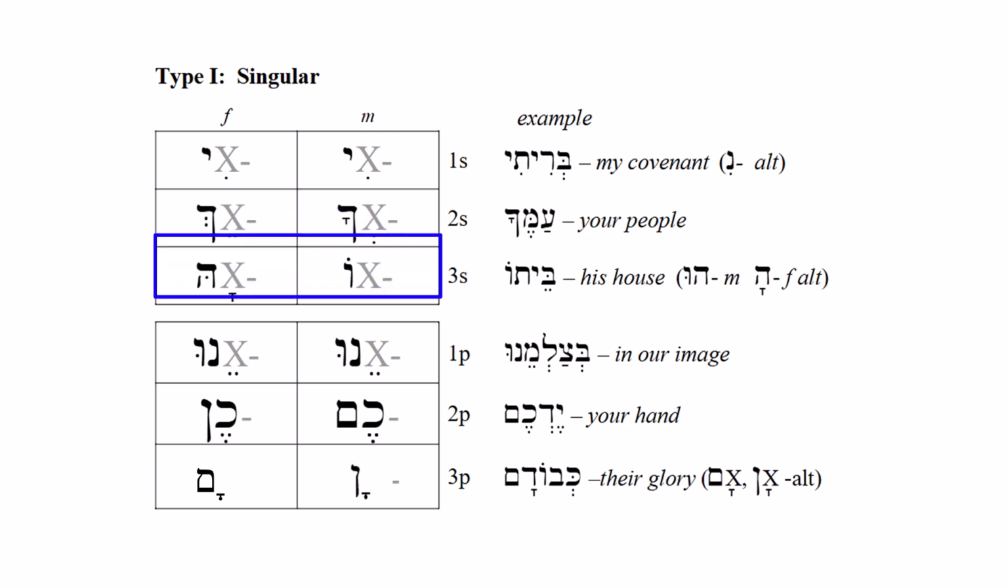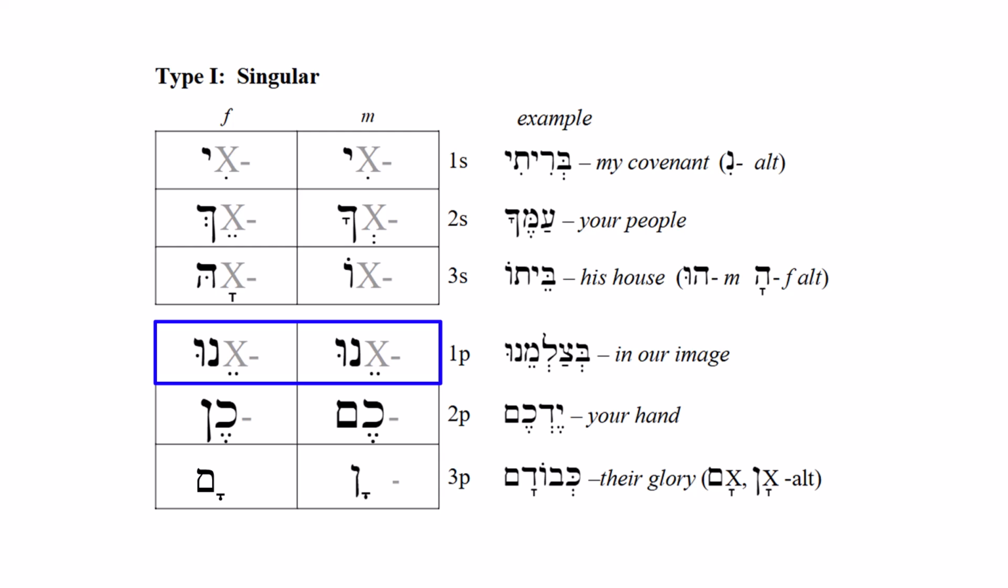In the third person, we have this example here, beito. And beito means his house. As you can see, that o is coming from the masculine, meaning that the owner of the house is male. His house, beito. And if it's female, you say beita, her house. Let's come to the plural.